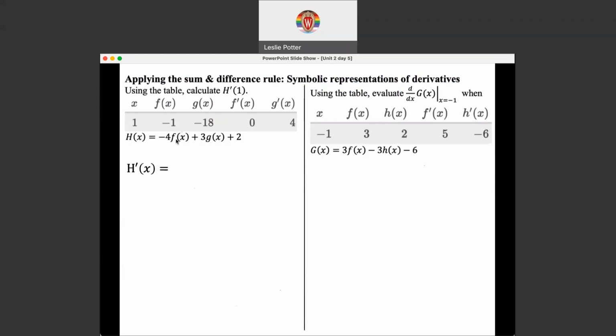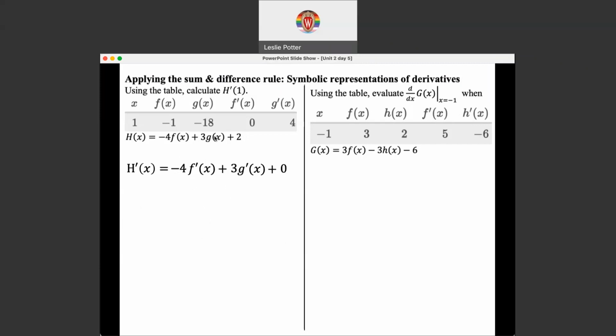Well, I don't have the function. So I literally just write this as -4 times f prime of x. What is the derivative of f of x? It's f prime of x, right? We're just working off the notation here. So let's try that with g of x. What's the derivative of 3g of x? It's 3g prime of x. That's the notation. What's the derivative of 2? Zero. Okay, so this is called symbolic representation.